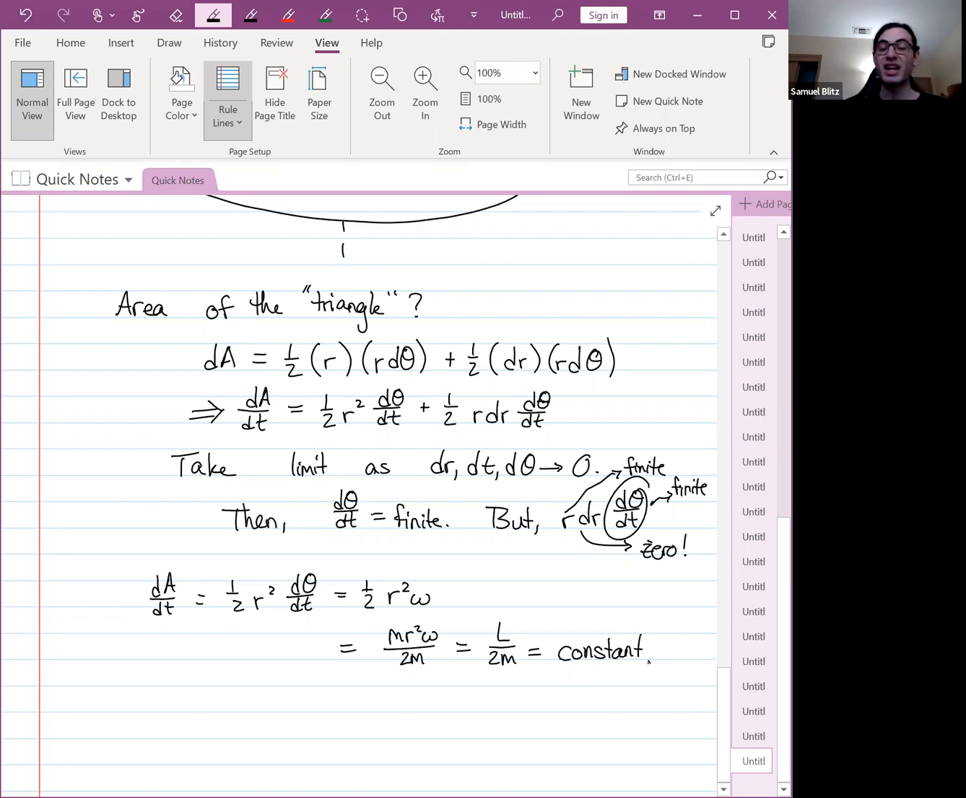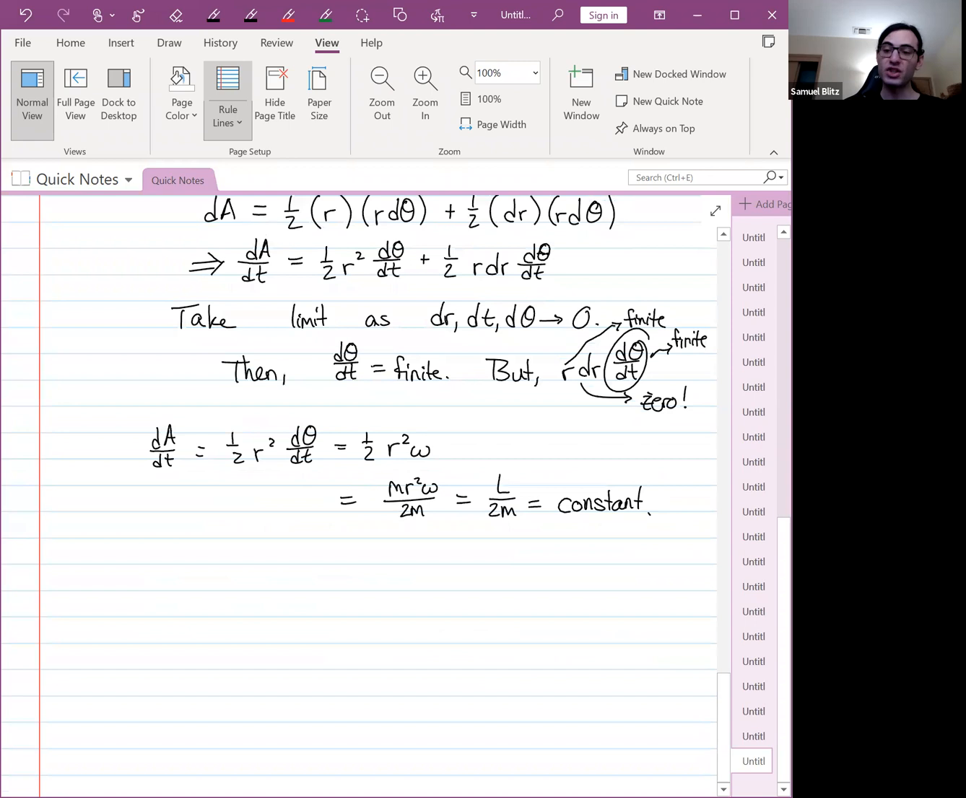So this is to say the rate at which you sweep over area with respect to time is constant. So regardless of where you are on the orbit, you're sweeping over the same amount of area per unit time. We can even just check that by basically doing the integral. So we have that dA is equal to L over 2m dt.